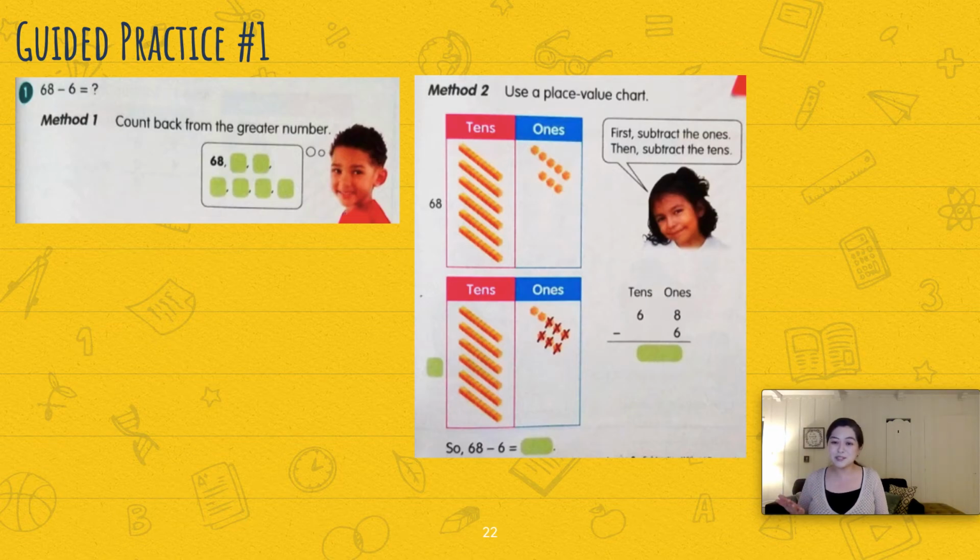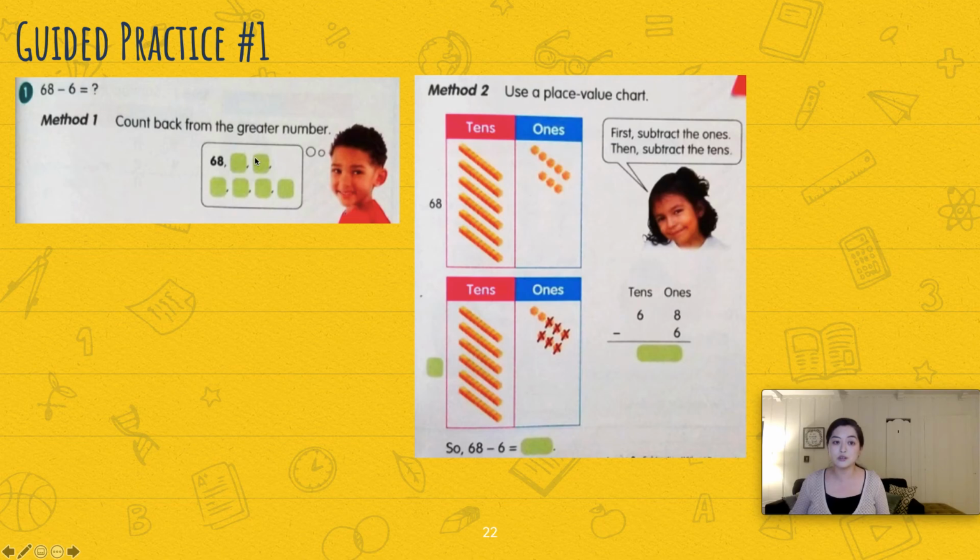Hi, you must be ready to check your answers. Let's check it together. Look at guided practice number 1. It says 68 take away 6 is what? Count back from the greater number. The greater number between 68 and 6 is 68. Let's count back from 68 6 times.